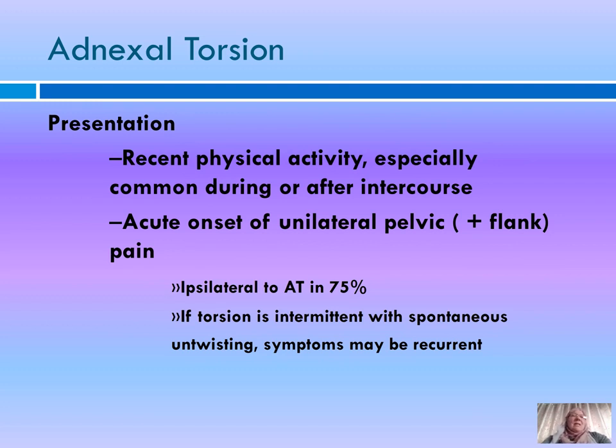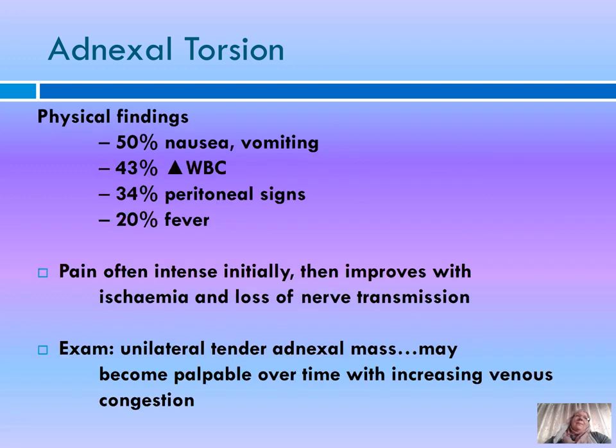So the presentation is sometimes after recent physical activity. You have a unilateral pelvic pain, as in this patient. Physical findings are not that reliable. You sometimes have nausea, vomiting. You have usually or often increased white blood cell count, like in this case. You have some peritoneal signs, as in this case, and you might even have fever, but not in this case. The pain is often intense initially, and then it might improve a little bit. And the exam shows a unilateral tender adnexal mass, as also seen in this case.